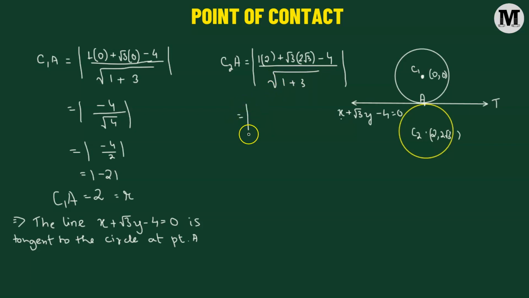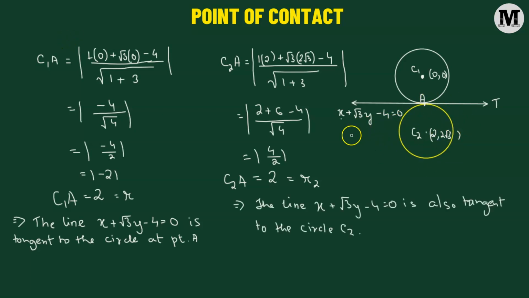So let's simplify this value. We have 2 added to 2 times square root of 3 times square root of 3. That's going to become 6 minus 4, divided by square root of 4. Then we have positive 4 divided by 2, which gives us the value 2. So here also we're getting C2A, the perpendicular distance, equal to 2. And we found out this is equal to the radius of the circle with center C2. So this means that the line x plus square root of 3y minus 4 equals 0 is also tangent to the other circle. All we have done here is show that x plus square root of 3y minus 4 equals 0 is tangent to both circles.